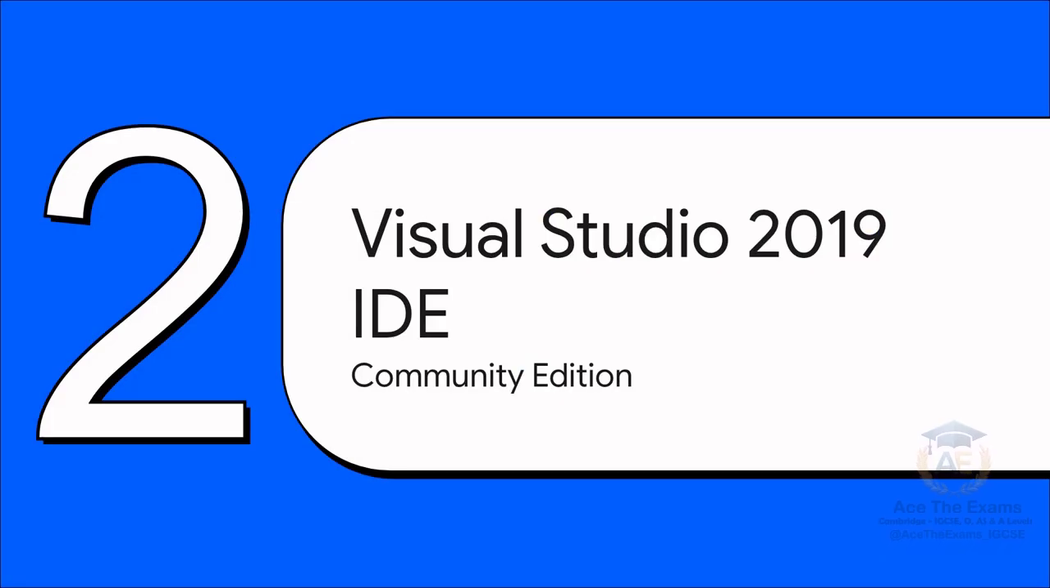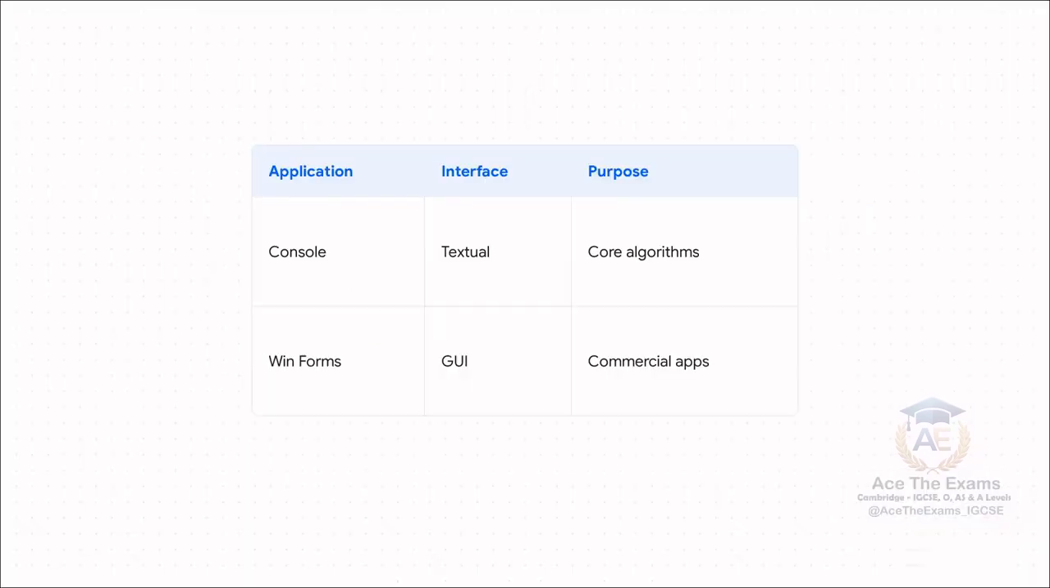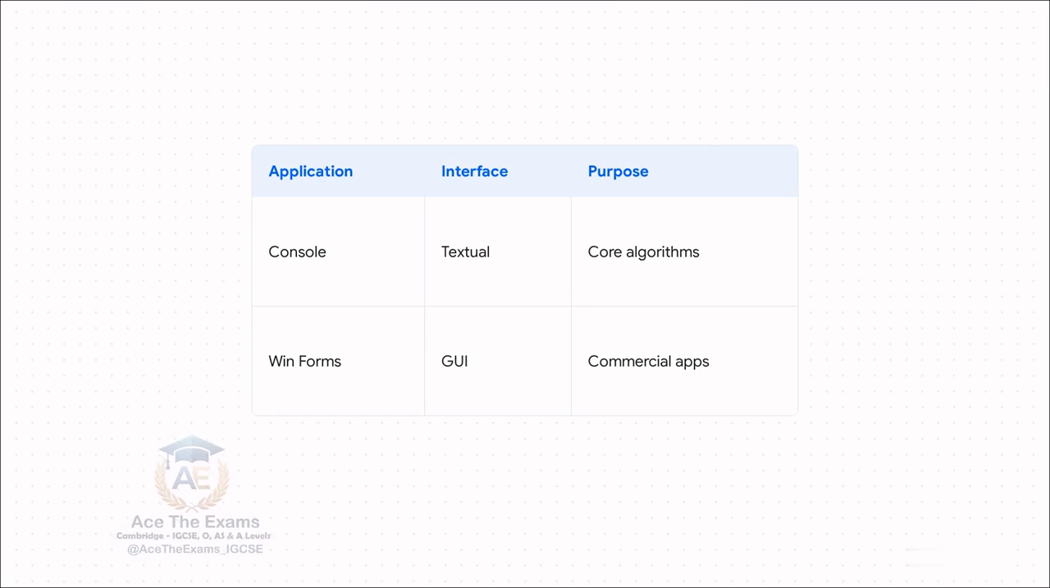Which brings us to Section 2, the Visual Studio 2019 Community IDE. An integrated development environment, or IDE, is where your code actually comes to life. It's a huge upgrade from just scribbling pseudocode on a piece of paper. It's the primary tool that programmers use to write, compile, debug, and test their code all in one single place.